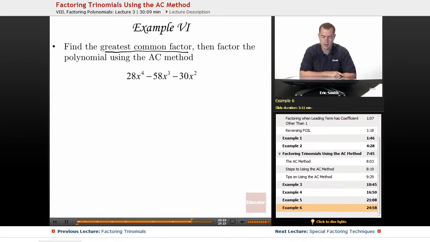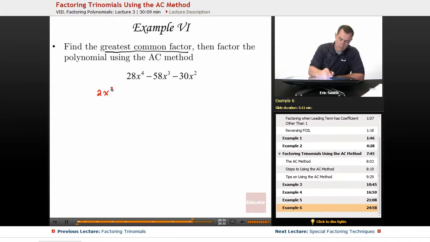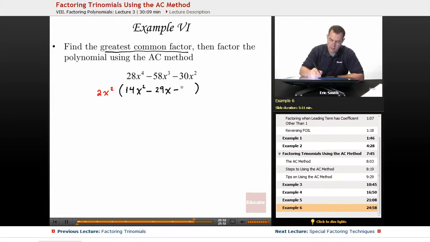Let's see, what do they have in common? Well, everything is divisible by 2, and they all have an x squared. So let's take out a 2x squared. Let's see if this makes things a little bit smaller. So this would be 14x squared minus 58 divided by 2, 29x, and this one divided by 2 minus 15. Okay, now it looks like they don't have anything else in common, but we need to continue factoring it.